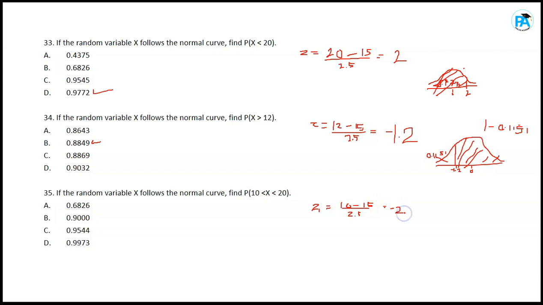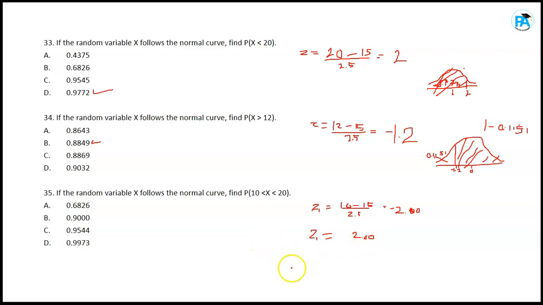So you get negative 2. Negative 2 is the same as negative 2.00. Is that clear? Then we also find z2. Z2 will be for 20. We've already found it over here, you see. So 20 minus 15 divided by 2.5 is 2.00. Since it's MCQ, if you know what it is, you can quickly use it, so as not to waste time.